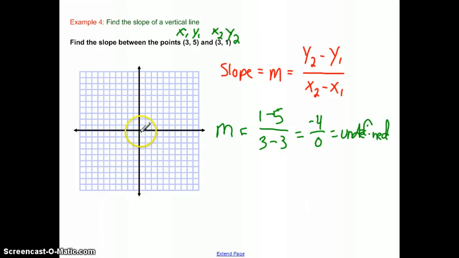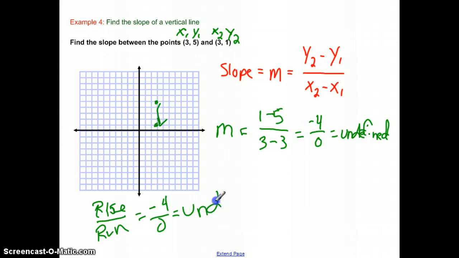If we do this over here, doing rise over run, if we graph one point, the first point 3, 5, and the second point at 3, 1, and if we do rise over run, well, if we start at this point, we go down 4, and we don't go left or right, so our run is 0. Well, we can't divide by 0. We have the same problem here, so this is undefined.